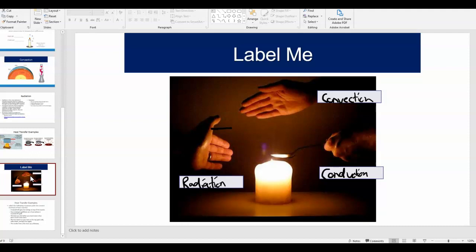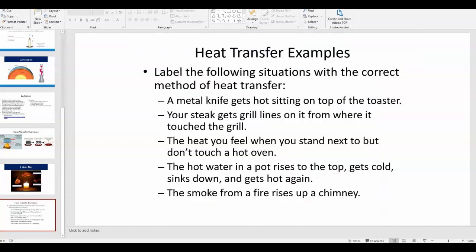And so on this next slide, I wanted you to try to label some of these situations on your own. Okay, so here we have five examples of different situations, and I want you to try to label them with the correct method of heat transfer. So try to do that on your own now. Okay, so let's see how we did.